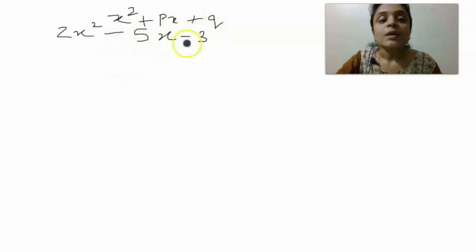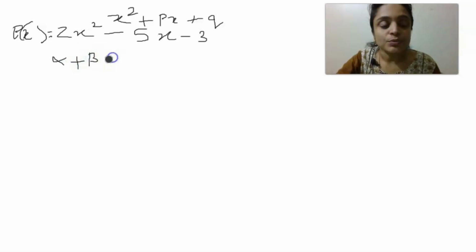So here, what is alpha plus beta? If p of x, we can say this is p of x. P of x equal to 2x square minus 5x minus 3. So, what is alpha plus beta? Sum of zeros. Alpha plus beta equal to 5 by 2. That is minus b by a, which is equal to 5 by 2. And what is alpha beta? Alpha beta equal to minus 3 by 2. That is c by a. C by a equal to minus 3 by 2.